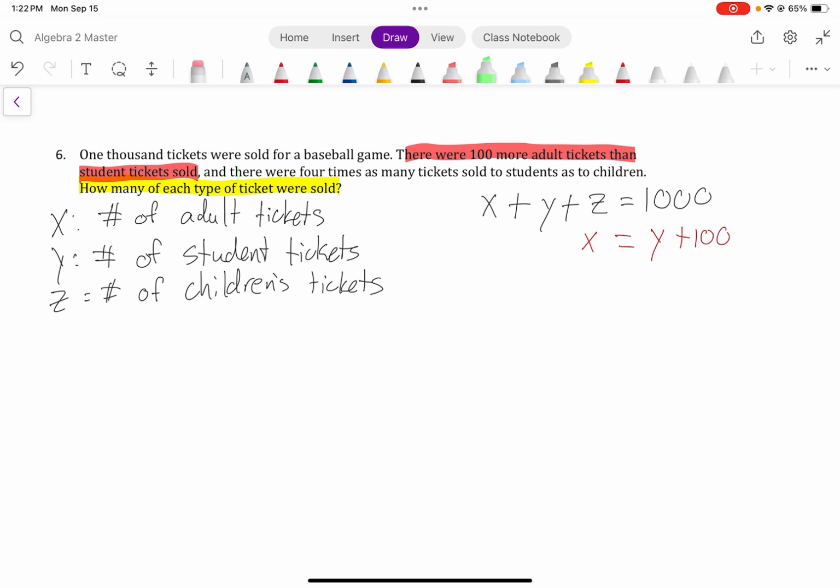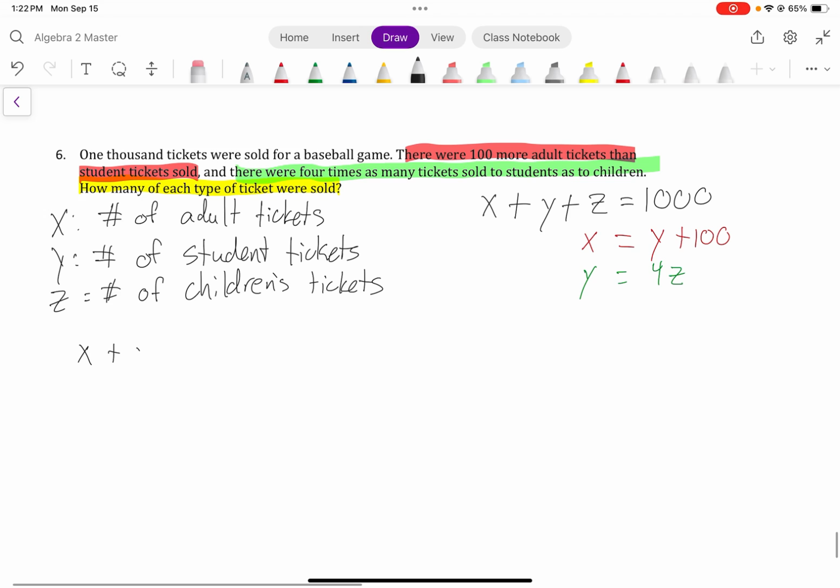When I continue on, there are 4 times as many tickets sold to students as to children. So there are more tickets sold to students. So that's going to be Y by itself. And that's going to be equal to 4 times however many there were for the children. So 4Z. This system of equations is perfectly valid, but if I want to use a matrix to solve this to make my life easier, I need to adjust.